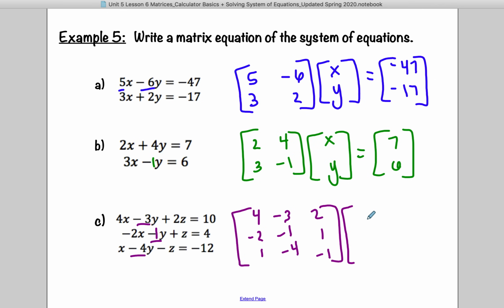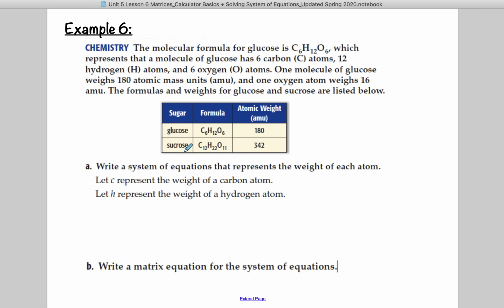And then my variables this time, there's 3 of them, so I got to write x, y, and z, and then that equals my constants. 10, 4, -12. So there are my matrix equations from my system of equations. So that's step 1.